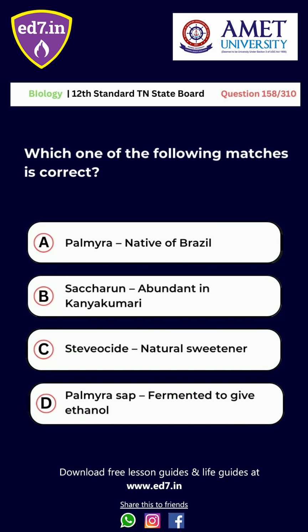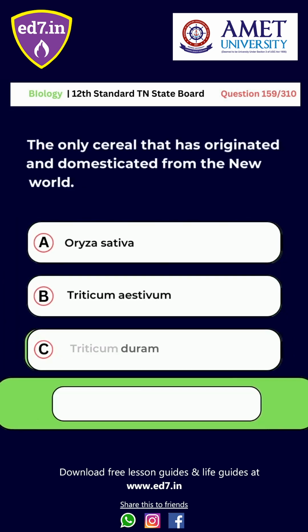Question number 158. Which one of the following matches is correct? Option A. Palmyra, native of Brazil. Option B. Saccharin, abundant in Kanyakumari. Option C. Stevioside, natural sweetener. Option D. Palmyra sap, fermented to give ethanol. And the right answer is option C. Stevioside, natural sweetener.